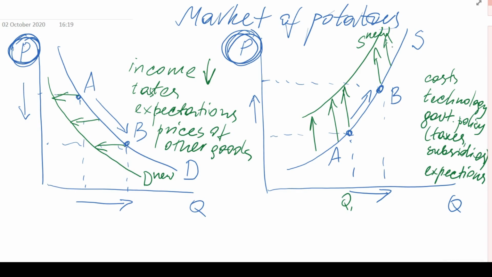When technology improves, for example, this is likely to lead to lower costs of production. Producers will be able to produce the same quantity, but cheaper, quicker, faster, more efficiently, and as a result, they will be able to charge lower prices. So supply curve will shift downwards.